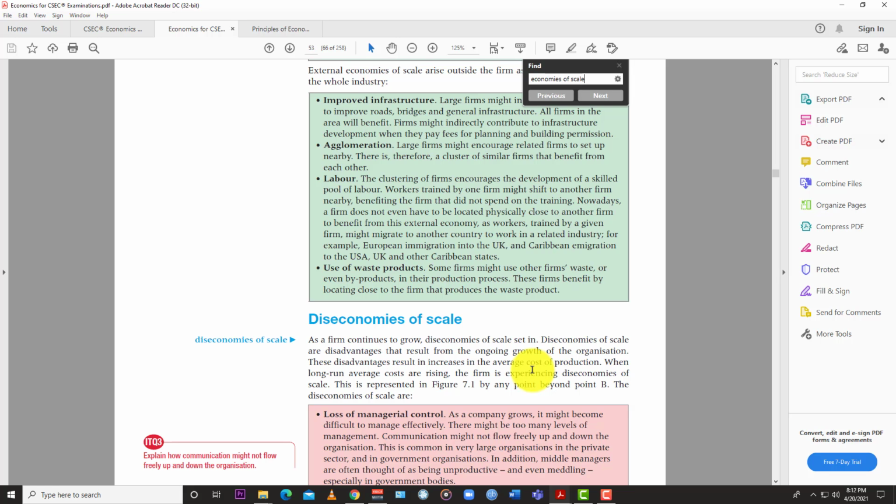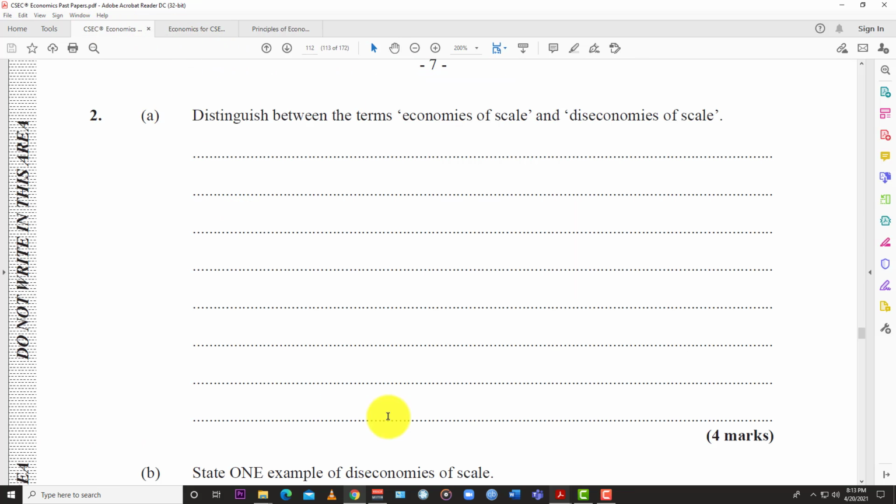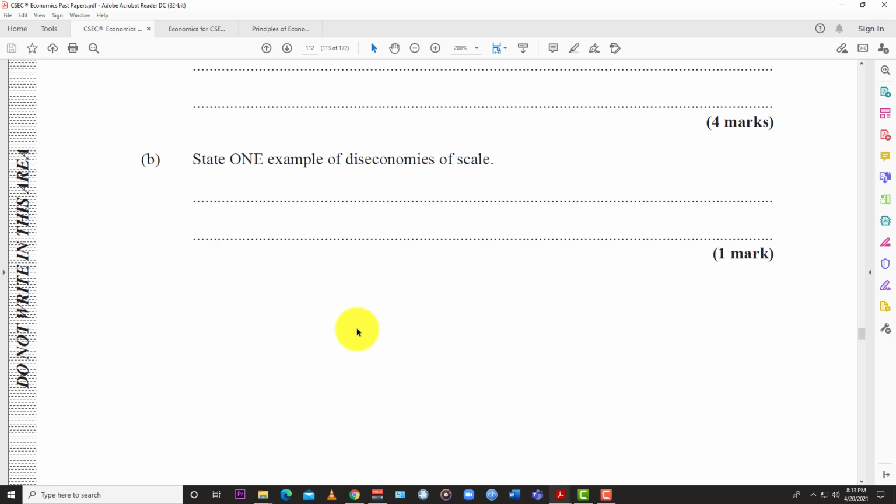So economies of scale is where your average cost of production goes down as you expand, as you grow, whereas diseconomies of scale is where your average cost of production goes up as you grow, as you expand, as the scale increases. And so that's how we distinguish between those two. And so that's 4 marks right there.